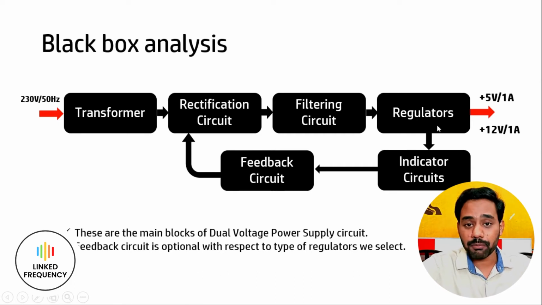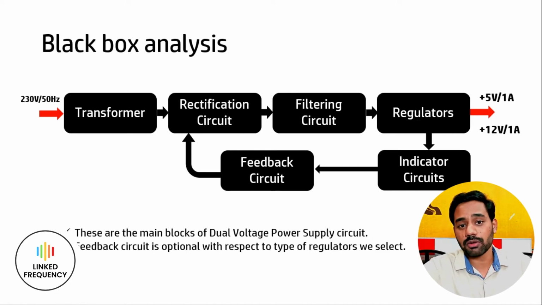Again, this is a black box analysis, so we don't know which regulator we are using. If we are using a normal regulator without a feedback circuit, then this particular block is not going to be used. If we are using a regulator that demands feedback circuitry, then we are going to add this feedback circuit by default.